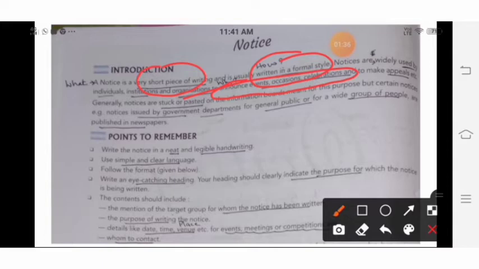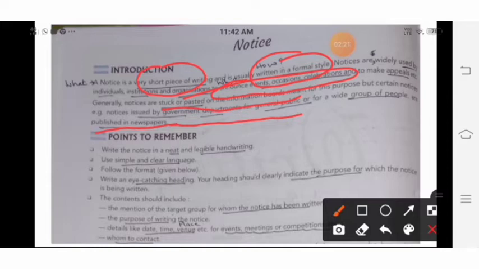And generally, you stick the notice on the notice board. Whereas if the notice is being issued by the government, then it is published in the newspaper. Is the thing clear? So in very short, you can simply say a written piece of information is known as a notice. It is usually written in formal style, right? And they are stuck on the notice board just to announce any event or occasions or celebrations, or if you want to make any appeal, or when it is being issued by the government for general awareness or for the wide group of people, then they are published in the newspaper.